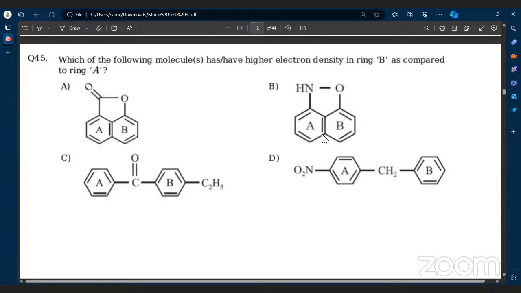A, C, and D. Okay, A, C, and D. Very good. A, C, and D is the right answer. Okay, so we'll check.